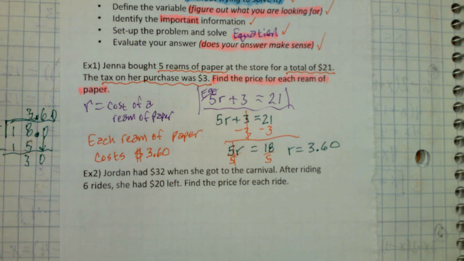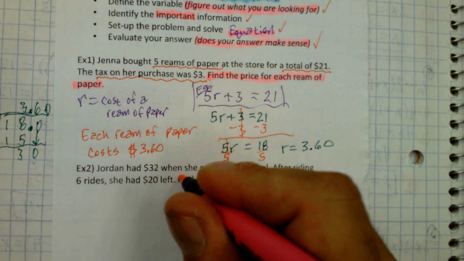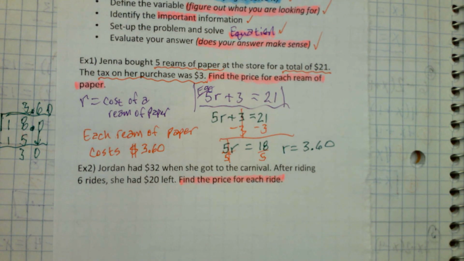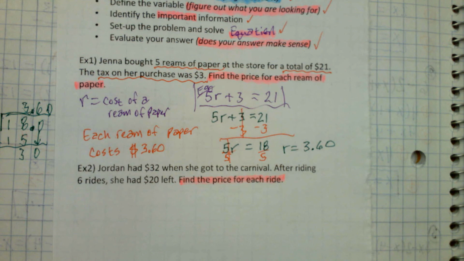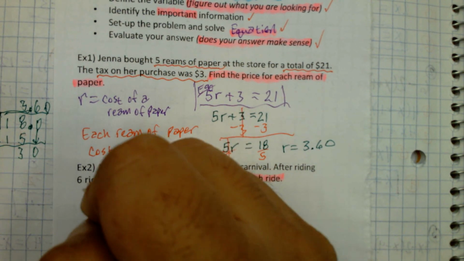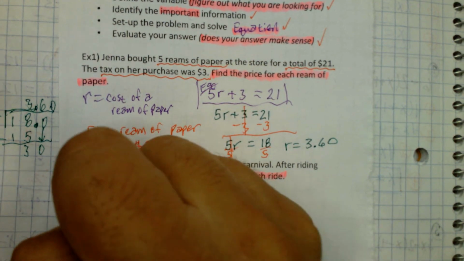Okay. First thing I'm going to do, usually just go right to the end. Focus on that at the end, because that's what our variable is going to be. Find the price of each ride. Okay. So I'm going to define that as our variable. So I could use R for ride. I'm going to use C, carnival, or cost, because we want the price or cost for each ride.